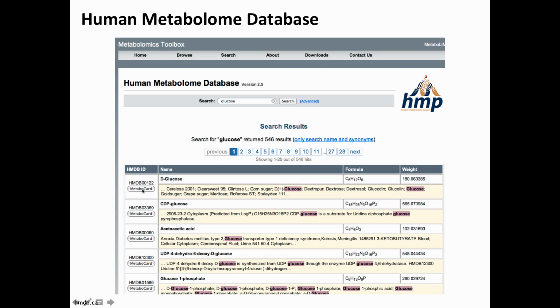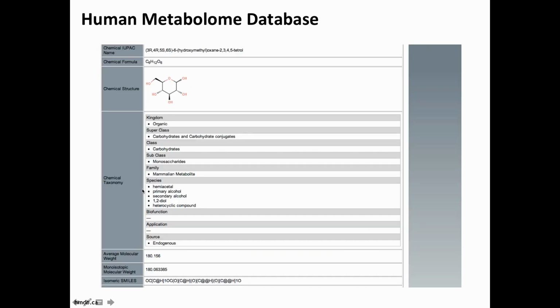and you get these so-called metabo cards. They're basically the key records in this database. You see the structure of that compound. You see that there is some annotation, some meta-information on what they call a chemical taxonomy. So the kingdom here is organic compounds, the superclass carbohydrates, class carbohydrates, monosaccharides, mammalian metabolite, and then you see there are a few annotations that refer to the chemical structure. It's a heterocyclic compound, a secondary alcohol, hemiacetal, and so on. So you get some additional information on what you're really dealing with on the chemical side.